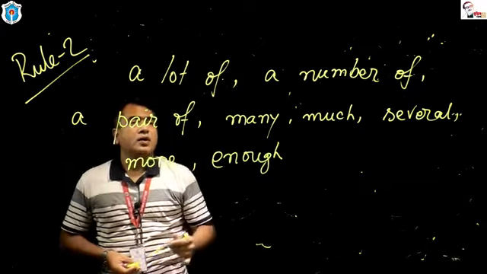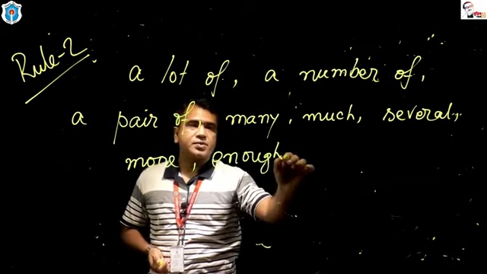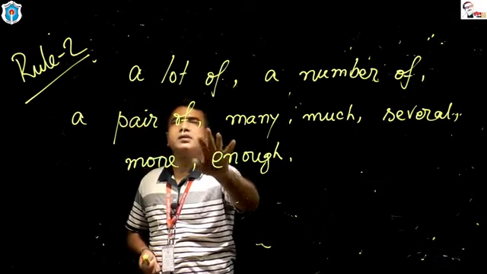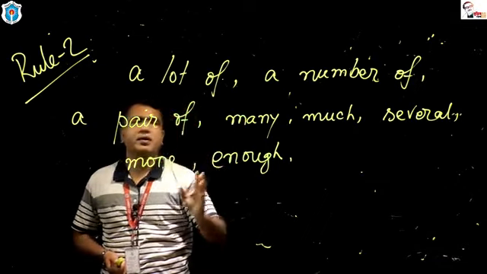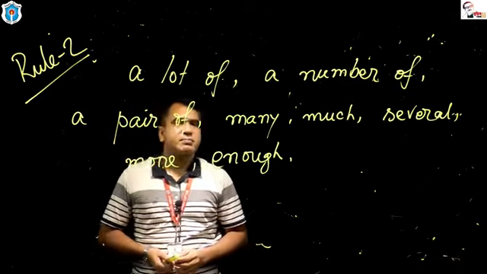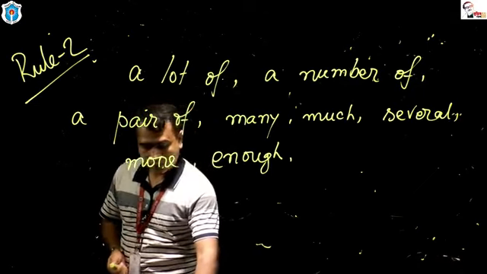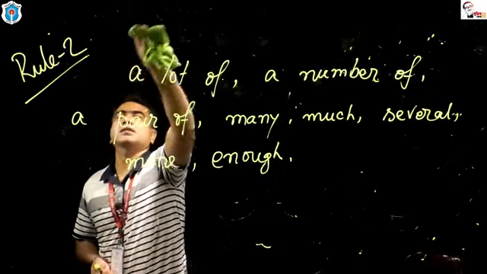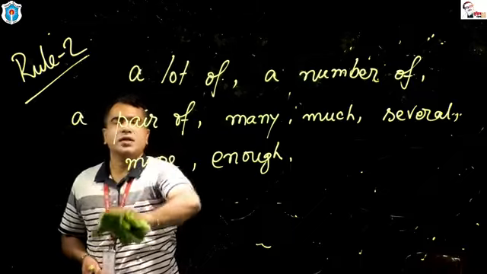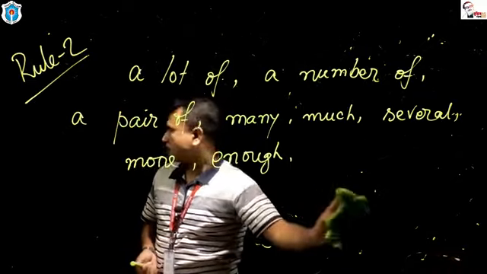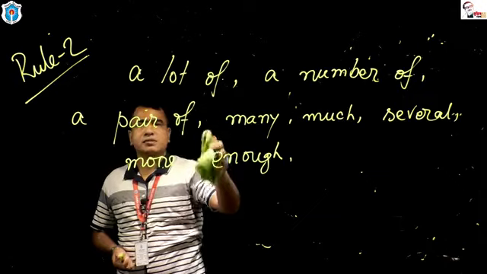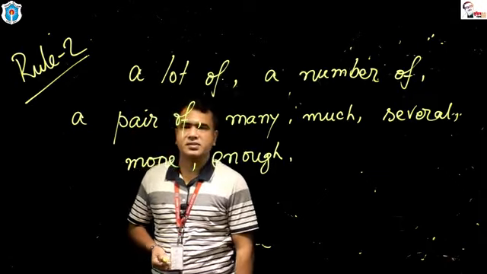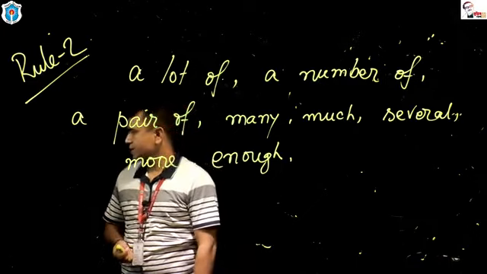So, by using the above mentioned structure, that means there plus be verb, along with these phrases, a lot of, a number of, a pair of, many, much, several, more, we can also use it at the beginning of the sentence, which is also known as introductory there. You can give me some examples by using a lot of, a number of, a pair of, many, much, several, more, enough, etc.